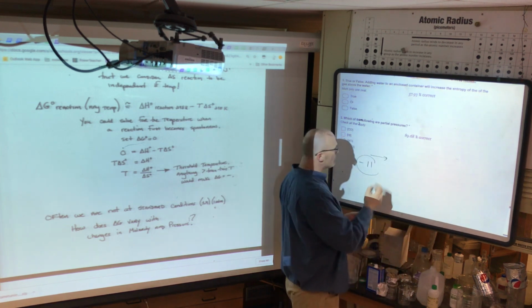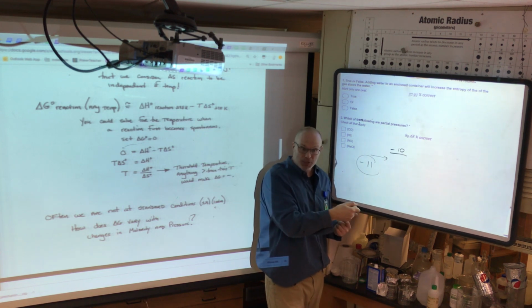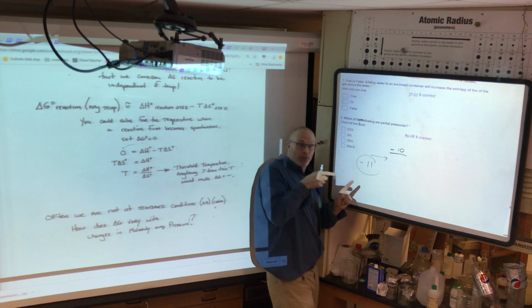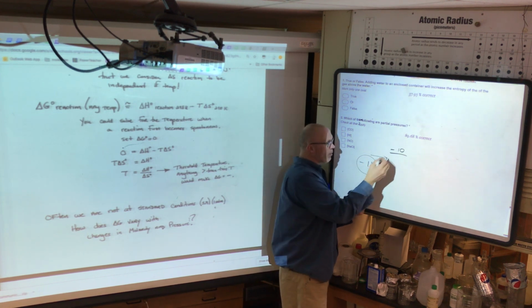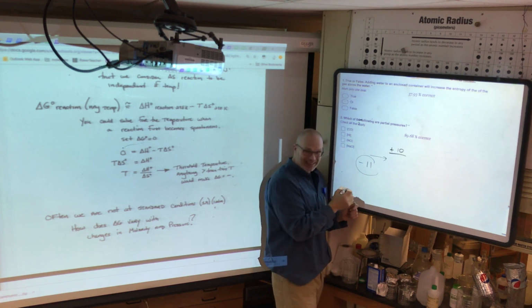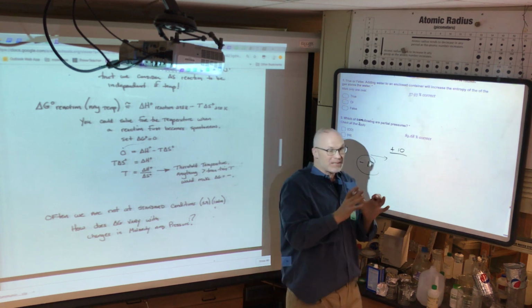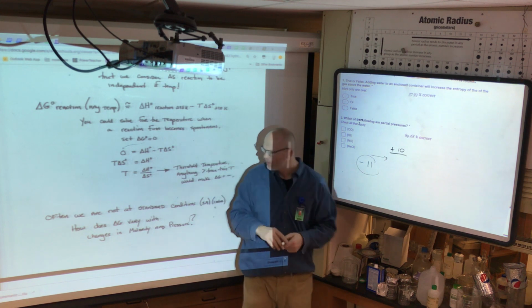Now, what if the delta G is -10? That means the reverse is a little more spontaneous than the forward, correct? Delta G's measure the forward spontaneity. That's just how they start. So if the forward is +10, then the reverse is -10. That makes sense?